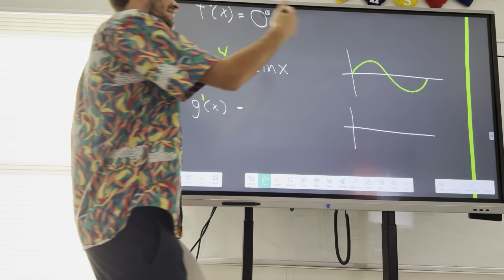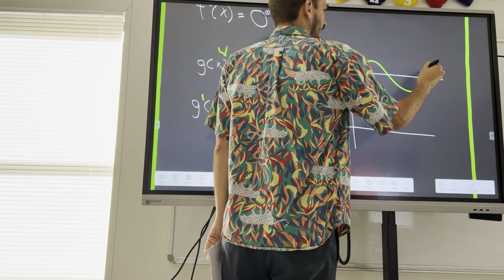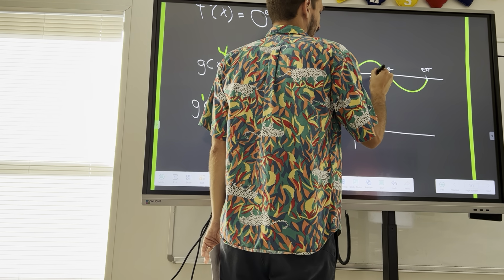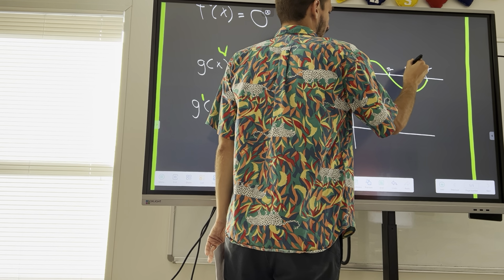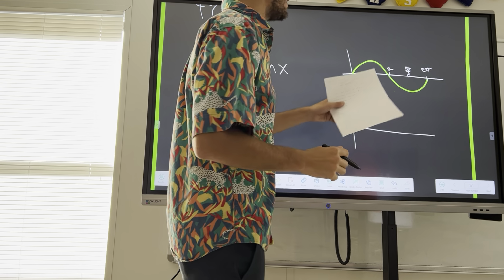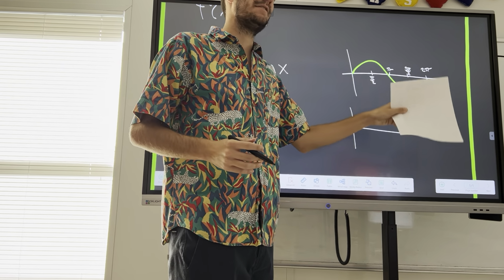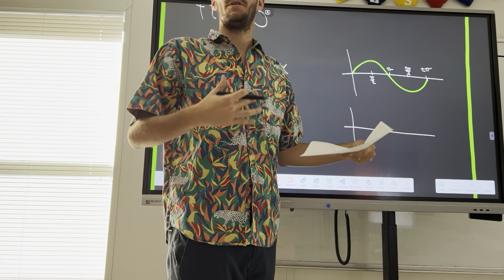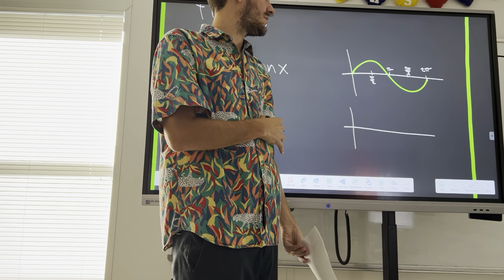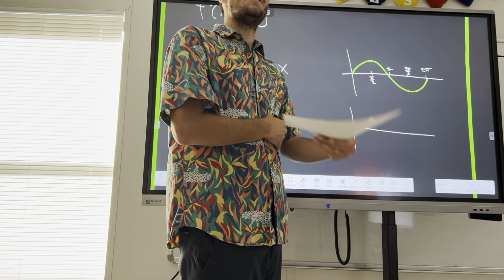So if we look at this, this is sine, here's 2 pi, here's 1 pi, here's half a pi, here's 3 halves of a pi. Are there any places on this graph of sine that have notable slopes? Half a pi and 3 pi over 2 have 0 slopes.